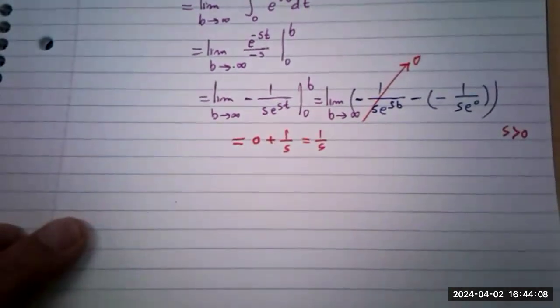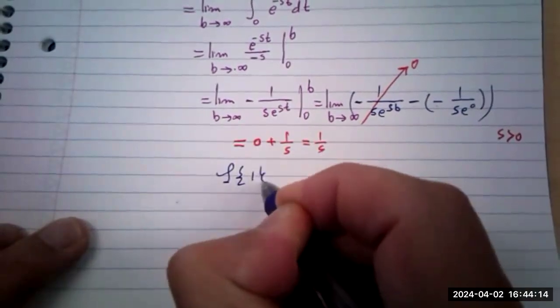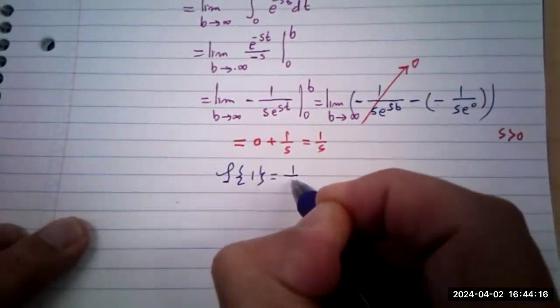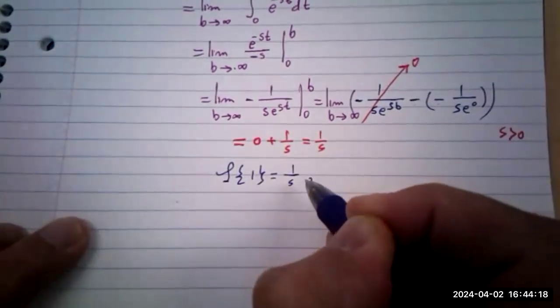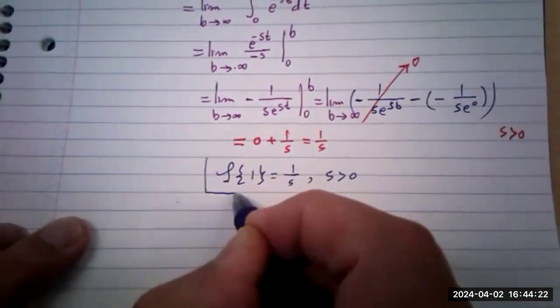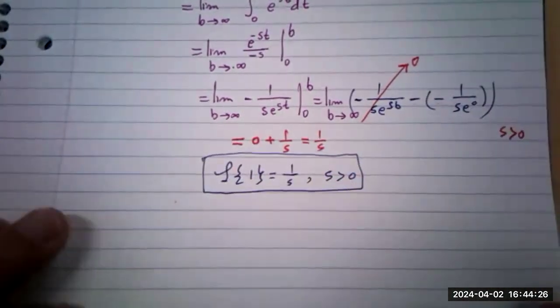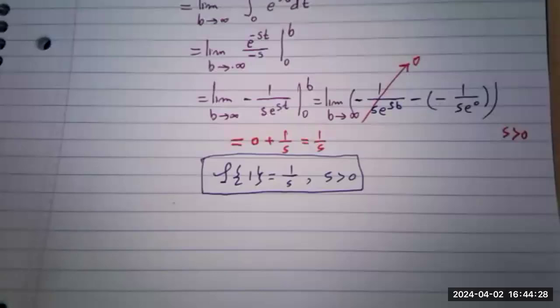So you arrive at the first formula for the Laplace transform, and you have to memorize it. The Laplace transform of 1 is going to be 1 over s, of course, the condition is s greater than 0. That's about it. And we usually say the Laplace of 1 is 1 over s. Then the domain is, we say, the natural domain.